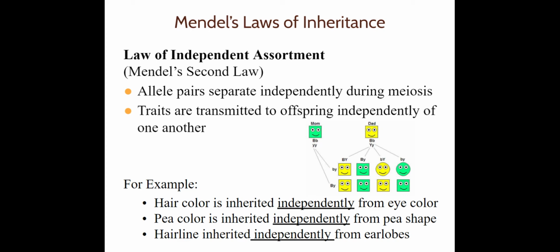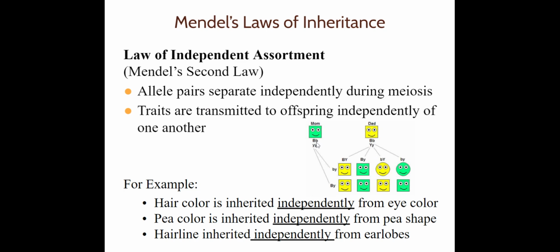So every trait that is being passed from parents to offspring is independent of the other ones. Just because you got one trait for something, one allele for something, doesn't mean you're going to get a specific other one to go with it. So what this means is our Punnett squares get very large very fast. So we have our Punnett squares where we're looking at one trait at a time. You've got mom's two traits, you've got dad's two traits.